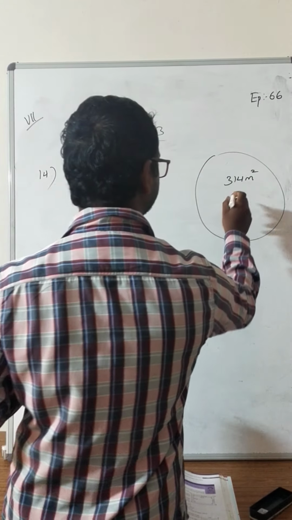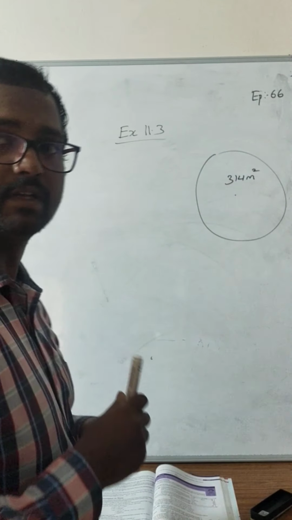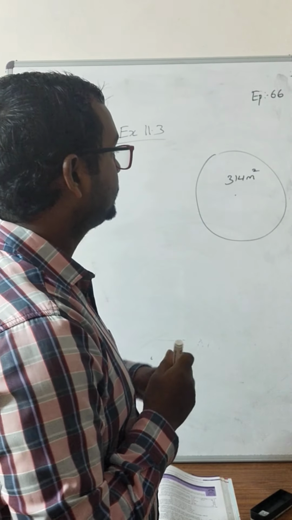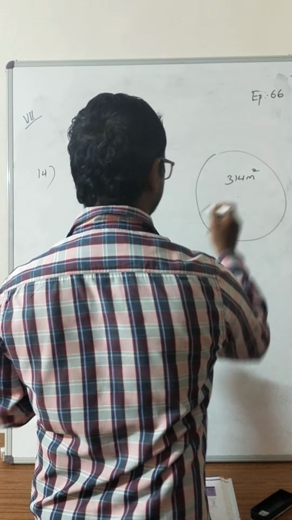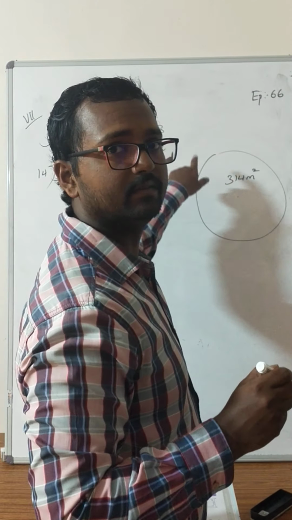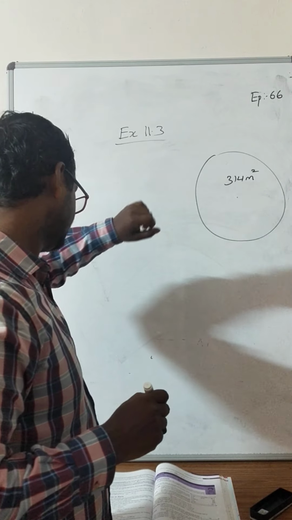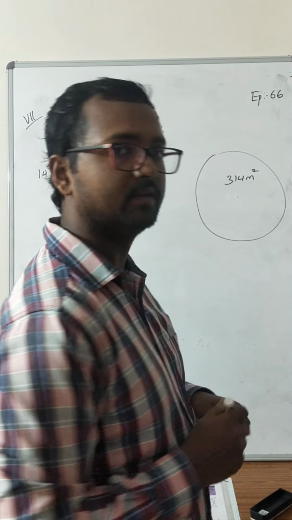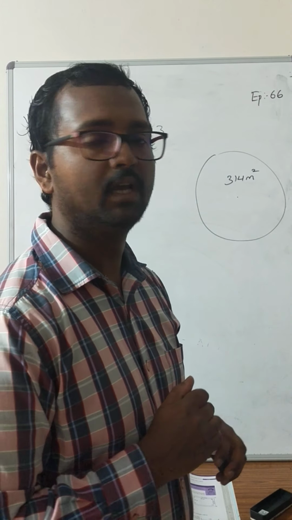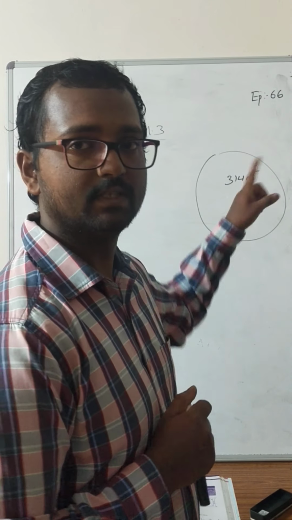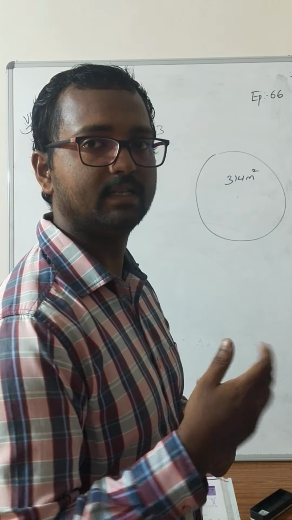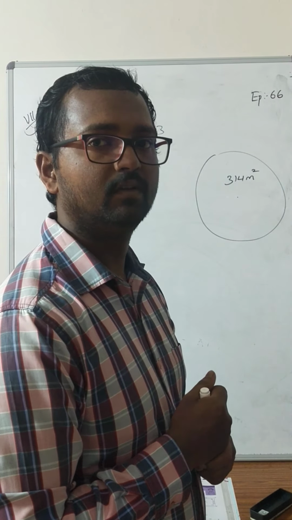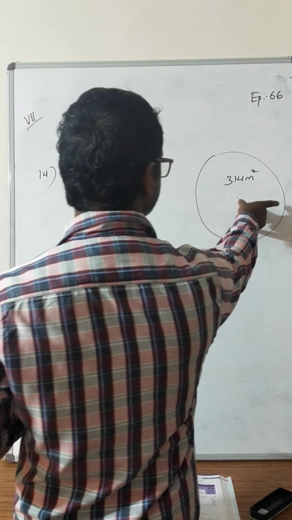A sprinkler is here. This sprinkler can cover a radius of 12 meters. The question is, with this sprinkler, can we cover this entire garden? The circular garden is a circle actually, so the circle has its own radius. We will find the radius of the circle, and we will see whether it comes within the limit or not.